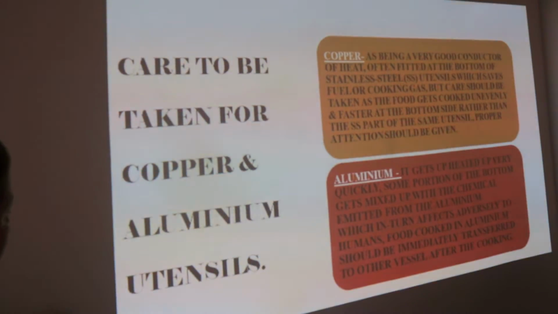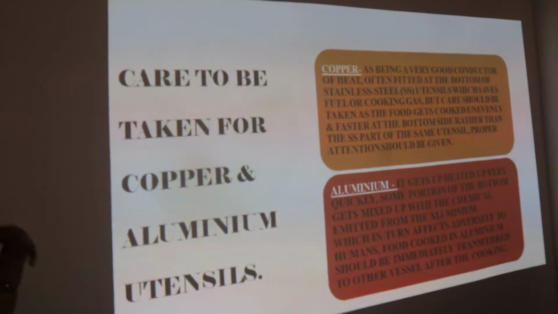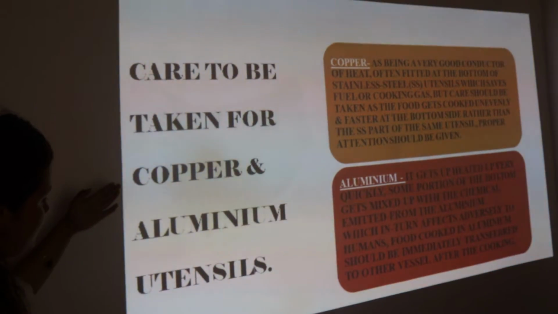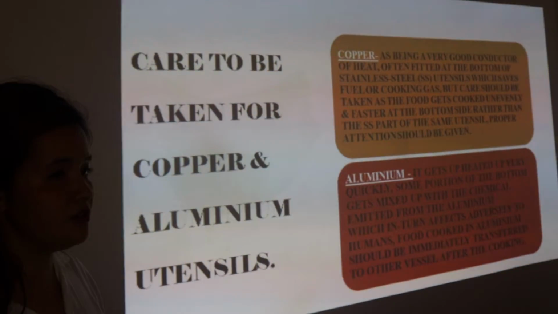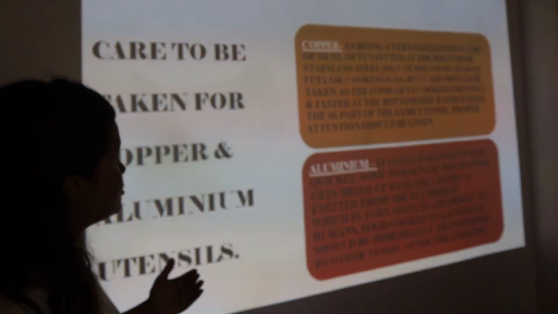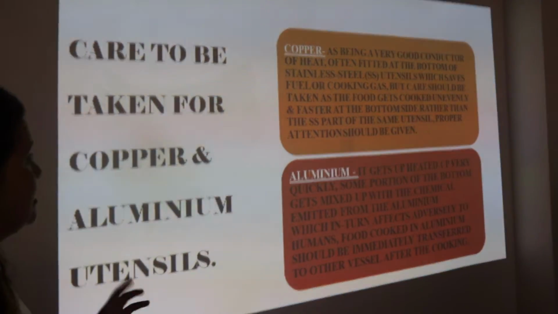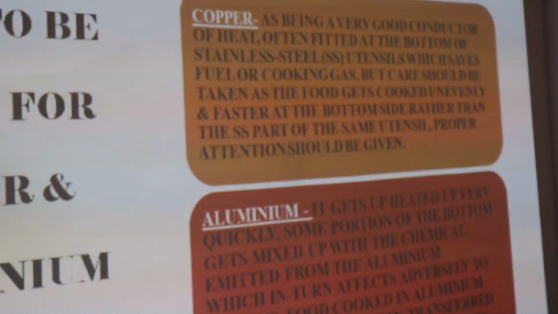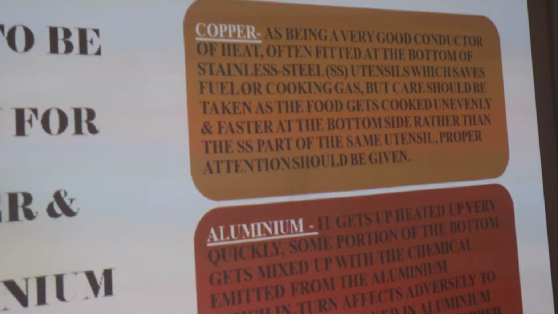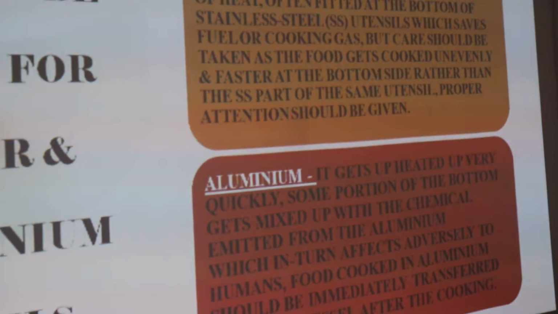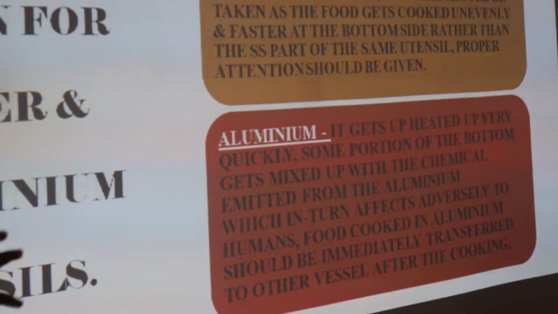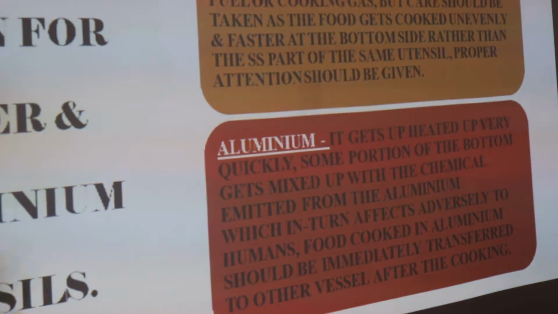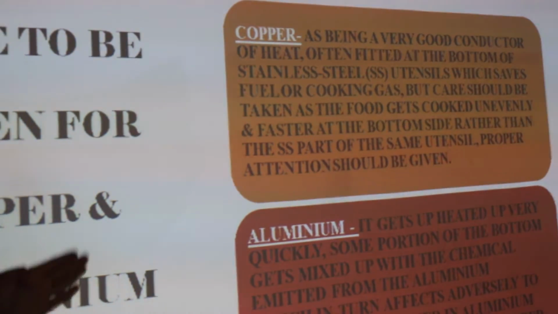Now we come to the main care of copper and aluminium utensils. Copper, being a very good conductor of heat, is often fitted at the bottom of stainless steel. I showed you in the figure that it was fitted on the bottom of the stainless steel for faster cooking. Also, while washing, you should not scrub very hard on the copper, because the minerals of the copper will get exposed. Aluminium is also used to get rid of heat very quickly.